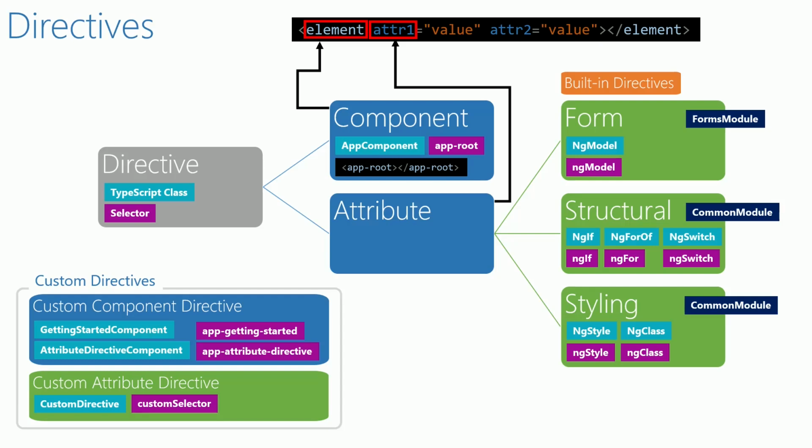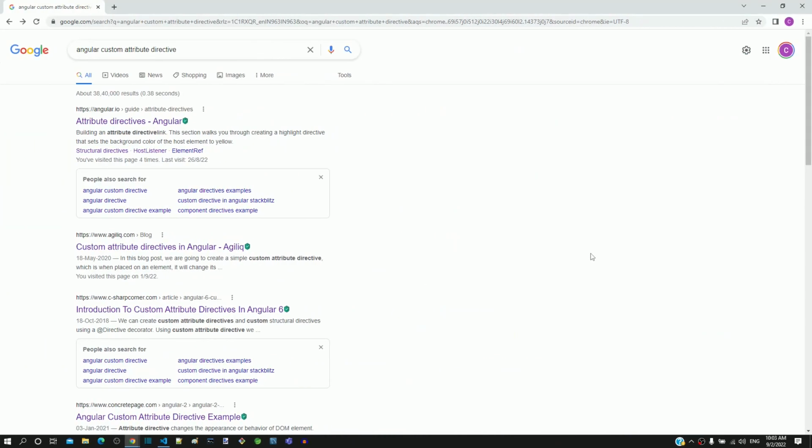Based on the learning provided so far in this course series, you should be in a better position to self-learn new topics in Angular and try implementing your own examples. I would recommend you to take it as a challenge and implement custom attribute directive by going through examples available on the internet. Search the internet with the keywords Angular custom attribute directive, go through the resulting documents and try implementing your own example.